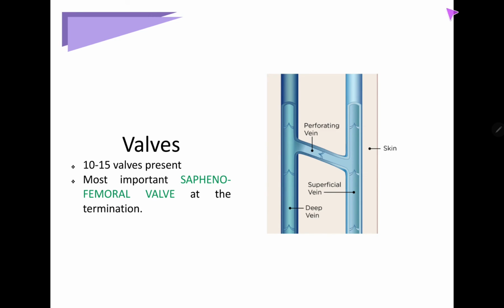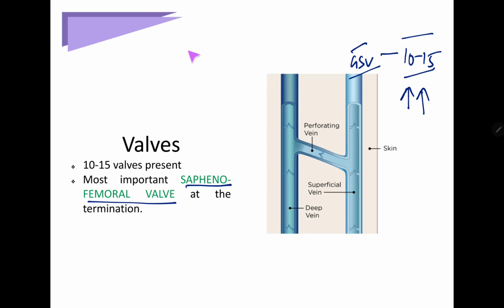Coming to the valves, remember that within the entire length of the GSV, there are approximately 10 to 15 valves present, and these ensure that there is unidirectional flow of blood. The most important valve is the saphenofemoral valve. This valve is present at the saphenofemoral junction.